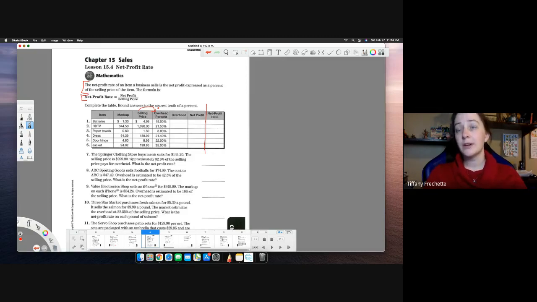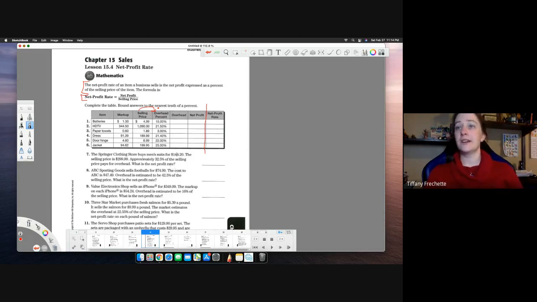The Springer clothing store buys men's suits for $144.20. The selling price is $299.99. Approximately 32.5% of the selling price pays for the overhead. What is the net profit rate?